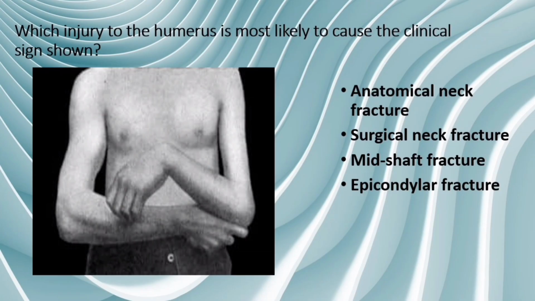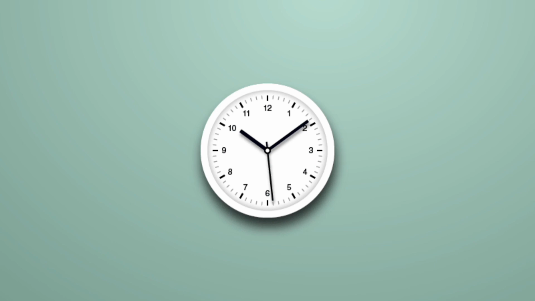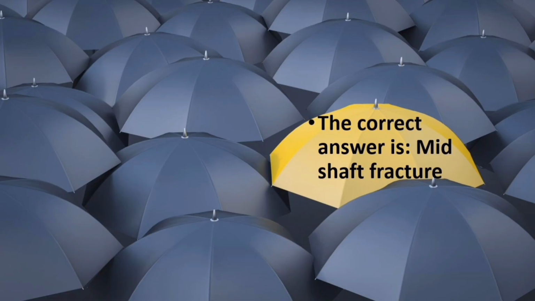Quiz. Which injury to the humerus is most likely to cause the clinical sign shown? Anatomical neck fracture, surgical neck fracture, mid-shaft fracture, epicondylar fracture. The correct answer is mid-shaft fracture.